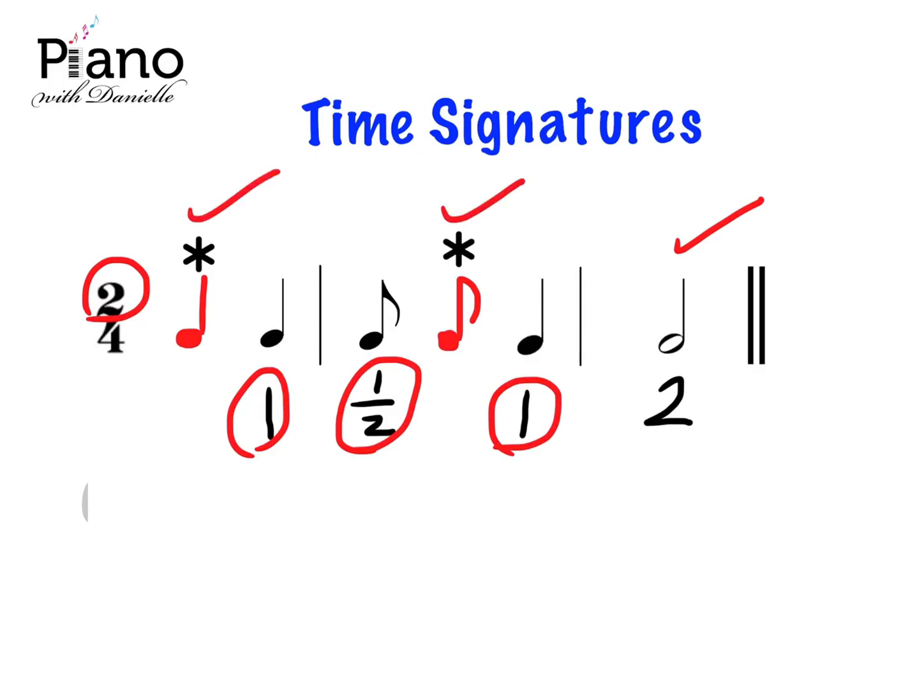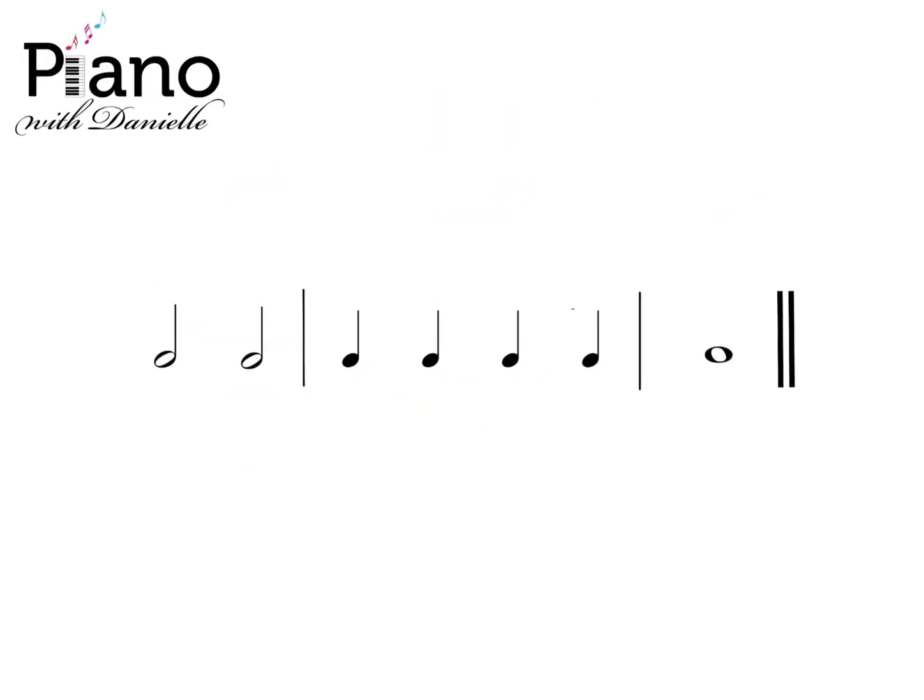Now, let's look at this next example. I need to add a time signature at the beginning of the music. Let's look at my beats. I've got 1, 2, 3, 4, 1, 2, 3, 4, and 1, 2, 3, 4. I can see that by doing this exercise that I have 4 crotchet beats in every bar, and therefore my time signature should be 4-4.